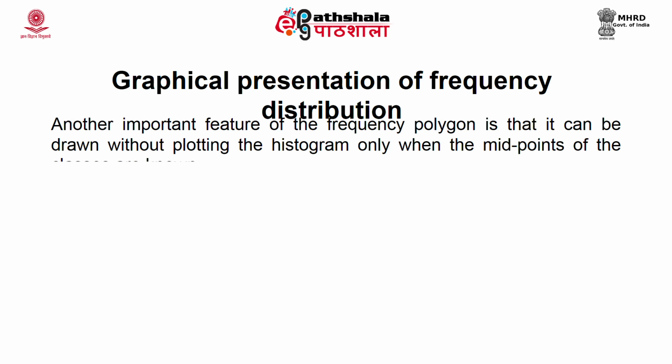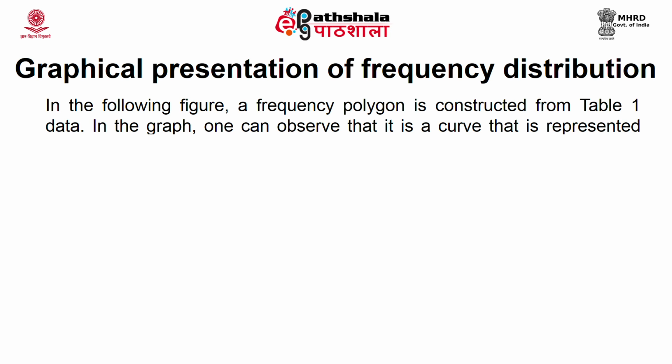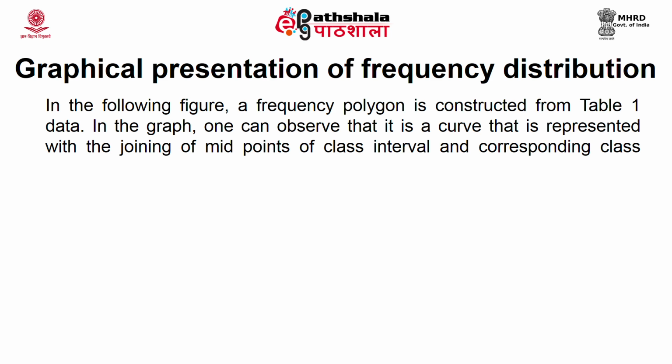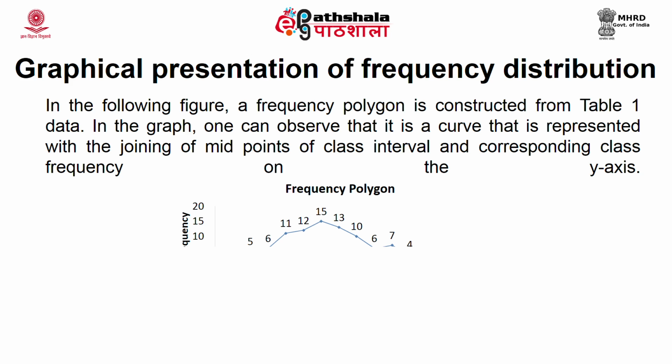Another important feature of the frequency polygon is that it can be drawn without plotting the histogram only when the midpoints of the classes are known. In the following figure, a frequency polygon is constructed from table 1 data. In the graph, one can observe that it is a curve represented by joining the midpoint of each class interval and the corresponding class frequency on the y-axis. So, from the figure we can see that these dots represent the value of the frequency, and we join these points with a line, and this curve is called the frequency curve.